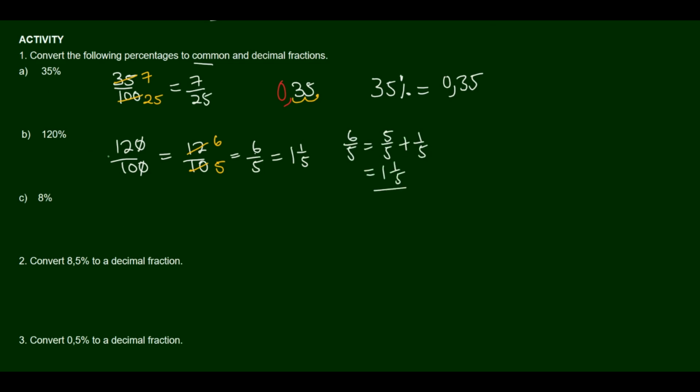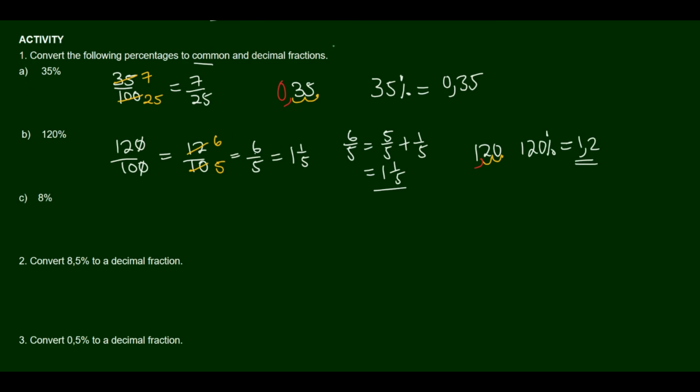Okay, then 120% as a decimal fraction. Write down 120. Then where is the comma at the end of the number? And then move it 2 times to the left. 1, 2, and then becomes what? So the comma is here. The comma is here, and then therefore 120% is equal to 1,2 as a decimal fraction.